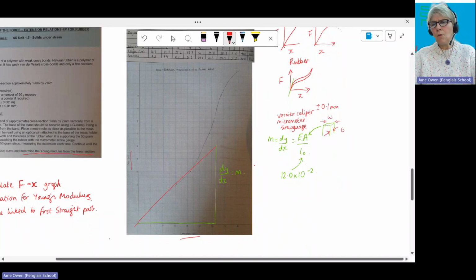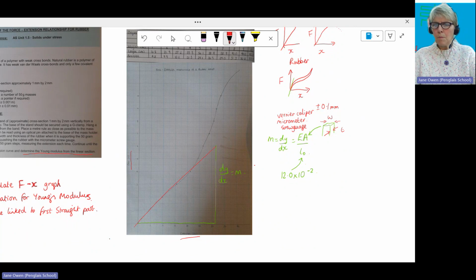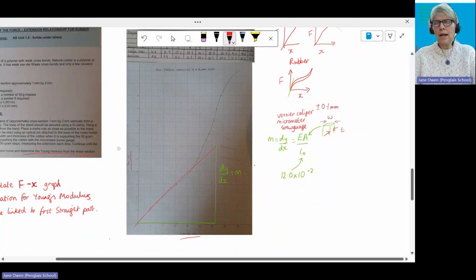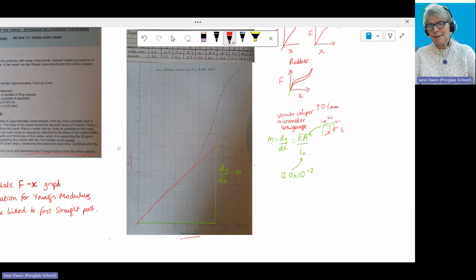The ruler is to 1 millimeter. That's how you can remember it. Ruler, plus or minus 1 millimeter, because you can see the millimeter graduations. A vernier caliper goes 10 times more precise, i.e. plus or minus 0.1 of a millimeter. That's a manual one. But if you have a digital one, it will go to 0.01 of a millimeter.